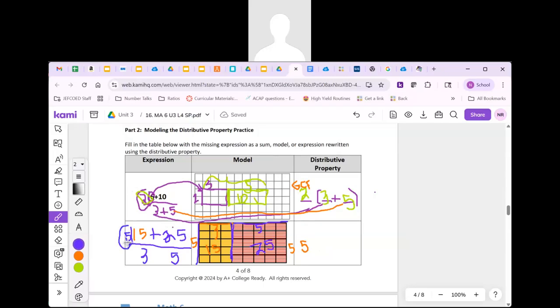Okay. So that goes on that first line outside of the parentheses. Now I'm going to have my parentheses. What goes inside the parentheses? Well, on the model, it's the other side that's not 5. 3 and 5, right?